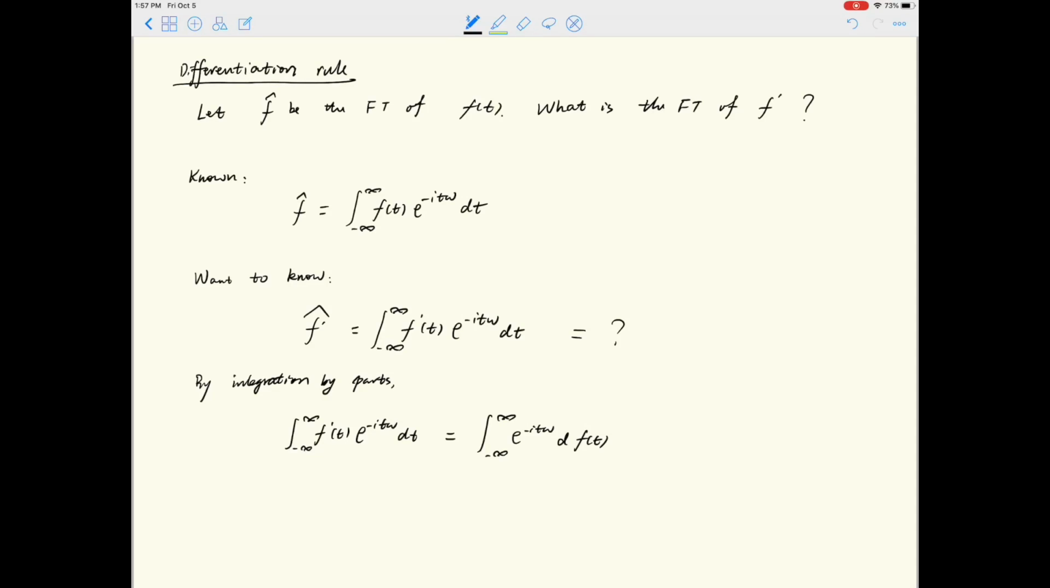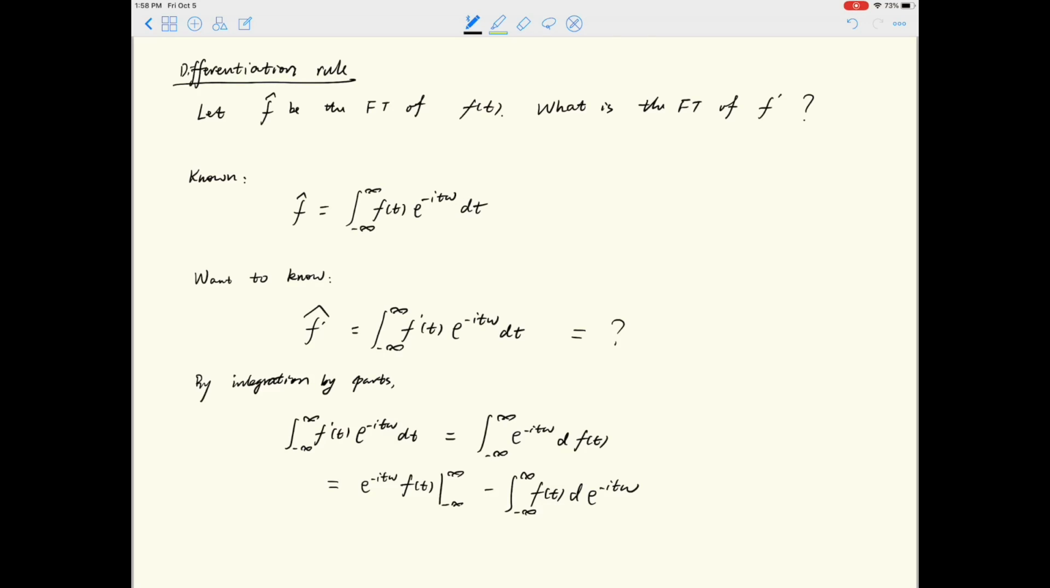So I moved f prime behind the differential operator, so I have f now. So this, by integration by parts, equals e to the minus i t omega f(t) evaluated at minus infinity and positive infinity, minus the integral from minus infinity to positive infinity of f(t) d e to the minus i t omega. Right? Now, what to do next? How to evaluate these functions at minus infinity and positive infinity?